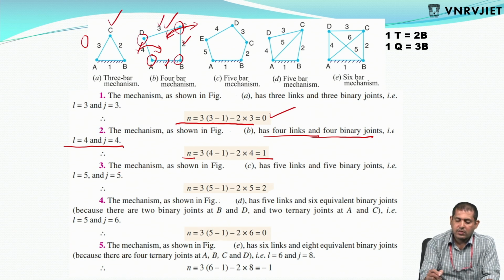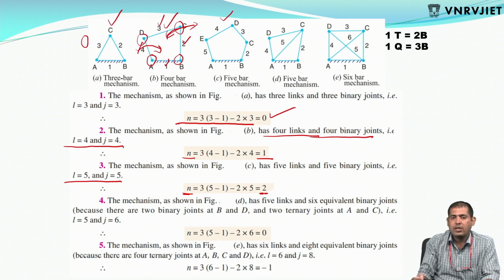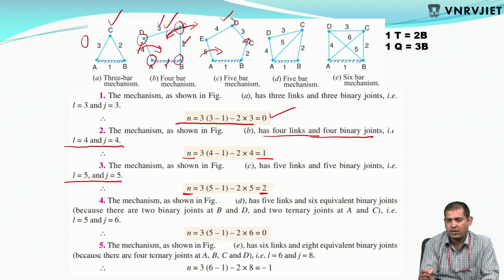Next, if you consider the third case, like 5 links, L is equal to 5, J is equal to 5, then N is equal to 2, meaning 2 degrees of freedom are produced. If you rotate in this direction, then what will happen? Here one output, here one output. It is not completely constrained. It is an incompletely constrained motion, like we have discussed for the circular bar in a circular shaft. In most cases we are not going to use such mechanisms.